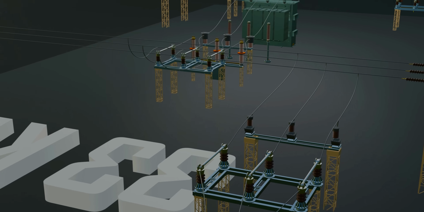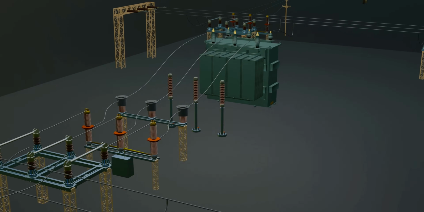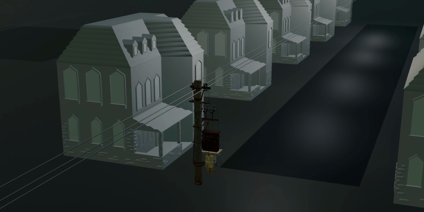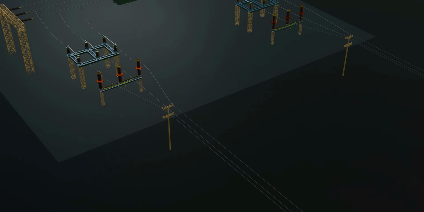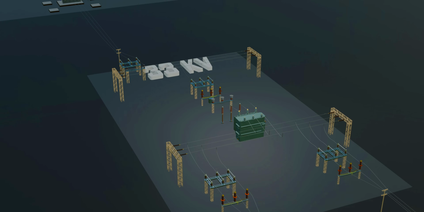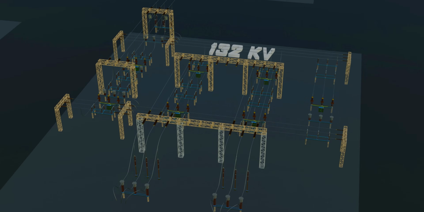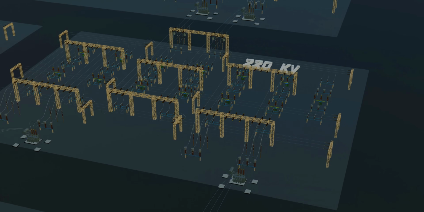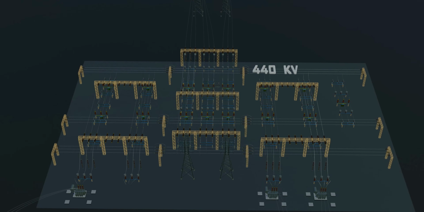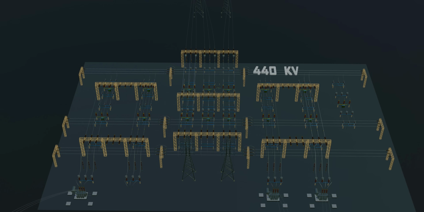This is a 33 kilovolt substation, often jokingly blamed for nighttime power cuts, but there's much more to it than that. In reality, this substation receives power from higher voltage stations. For instance, a 132 kV substation feeds into this one. Above that, we have 220 kV and 440 kV substations, forming a voltage hierarchy in the transmission network.